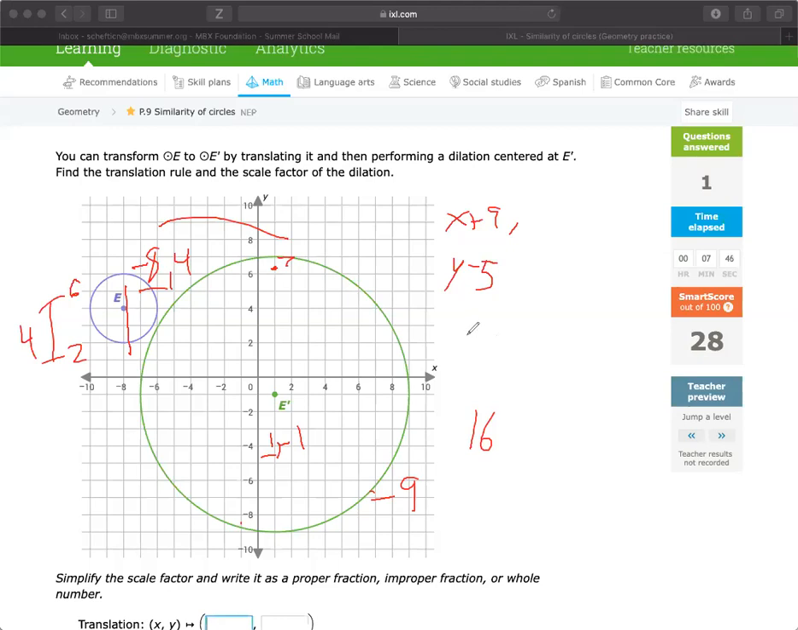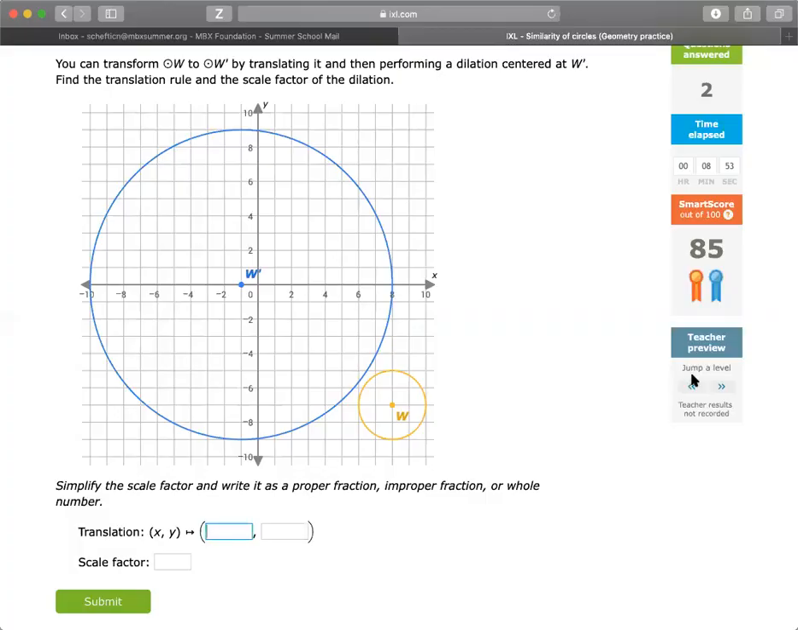So my dilation goes from 4 to 16. Again, the same kind of dilation that we have is going to be times 4. So 4 is going to be the answer for that. All right, let me clear this out, move on.